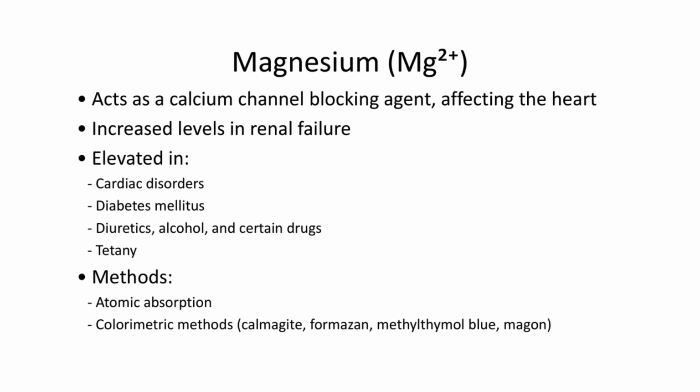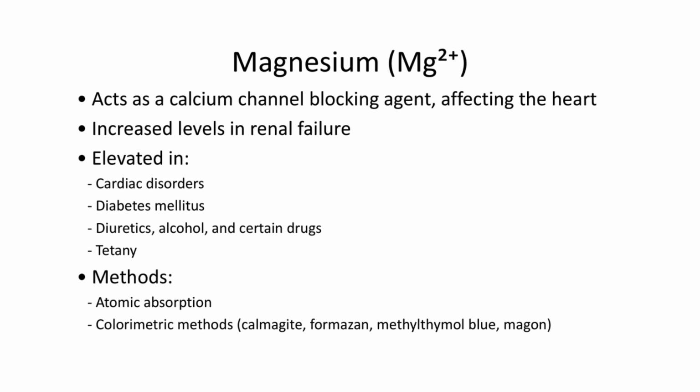Magnesium acts as a calcium channel blocking agent, which means it has important effects on the heart. Levels of magnesium are often elevated in patients with renal failure. Increased magnesium may also be seen in conditions such as cardiac disorders, diabetes mellitus, and in those using diuretics, alcohol, or certain medications. Magnesium abnormalities are also associated with tetany.